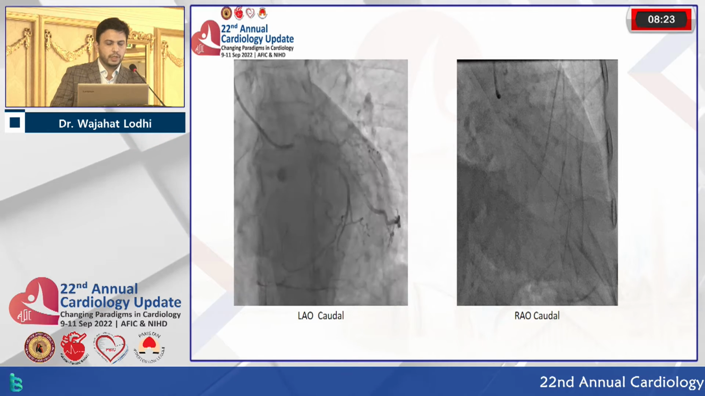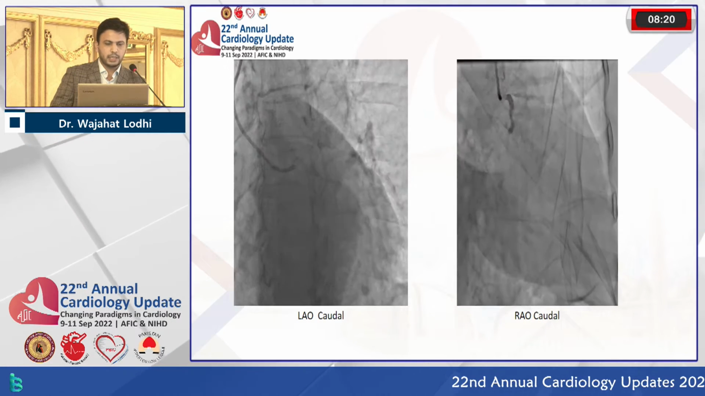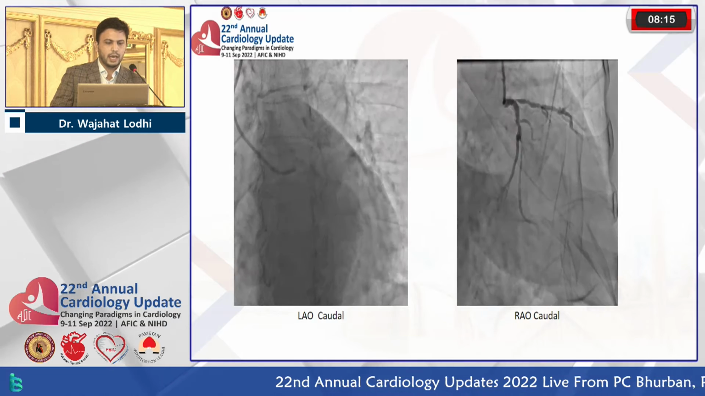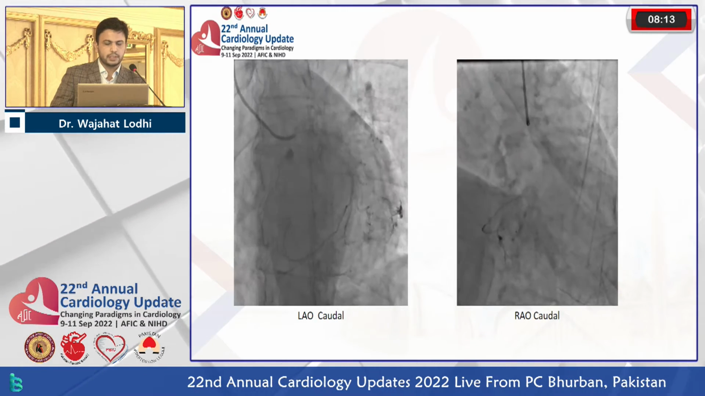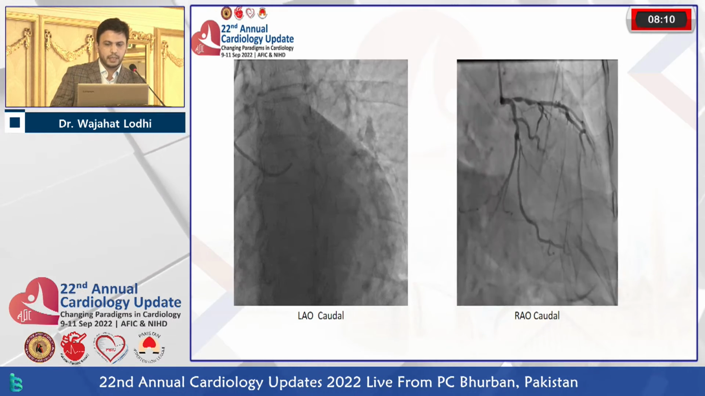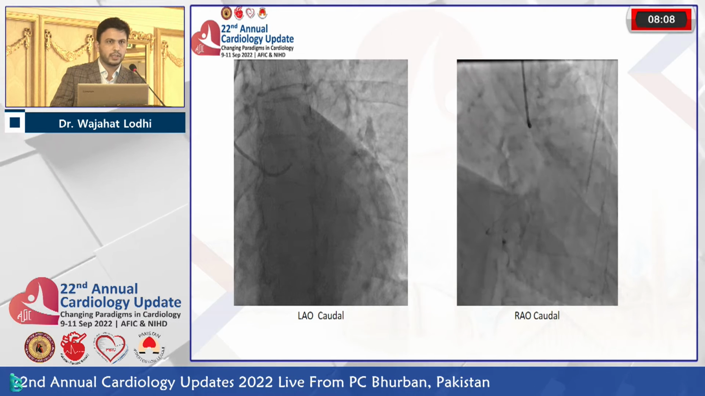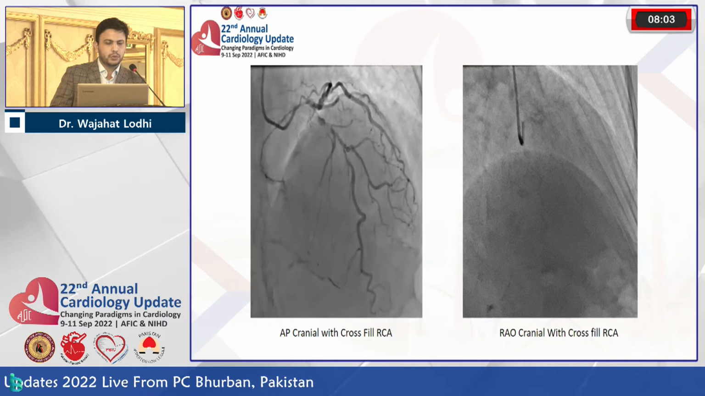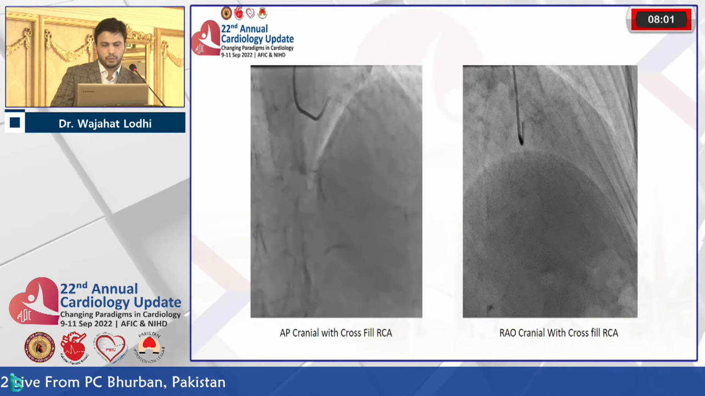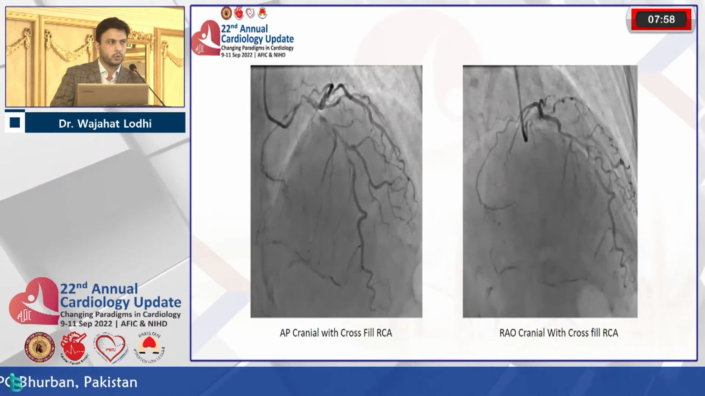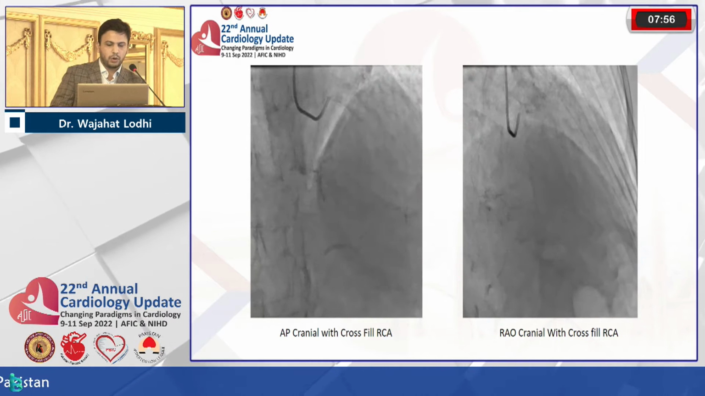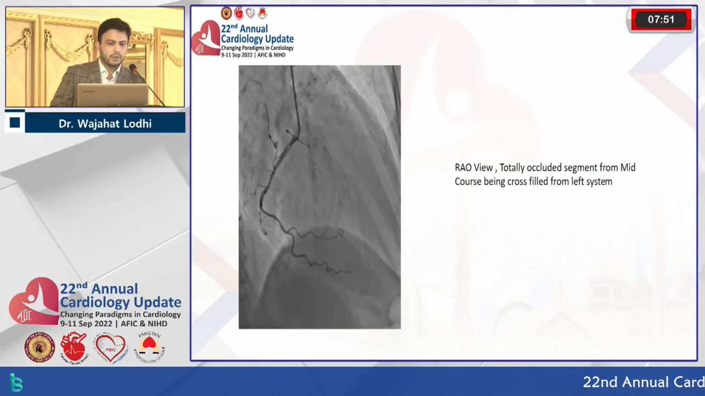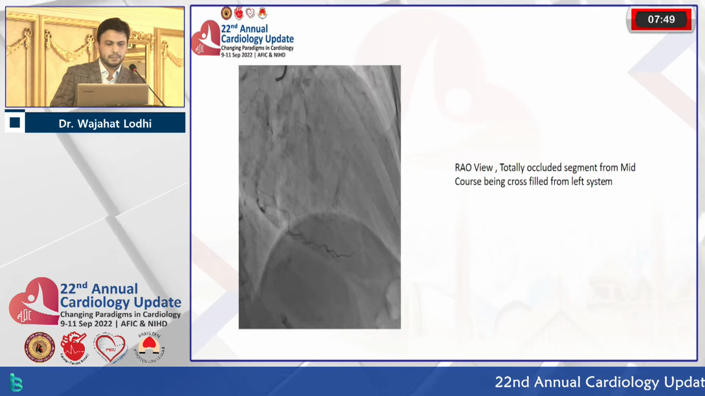This is the LAO caudal view that shows there's an ostial left main, there's ostial LAD disease with the circumflex having a mid and ostial lesion, and there's a large OM that's also got an ostial disease. The cranial view simply clarifies the lesions, and we can see the LAD also has an ostial critical lesion and tapering of the LAD. The cranial view shows the cross-filling of the RCA, which, we'll find out later, is a totally occluded segment. The RAO also shows the cross-filling of the RCA, a totally occluded segment from the mid-course, being cross-filled from the left system.